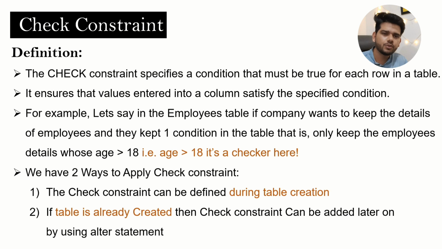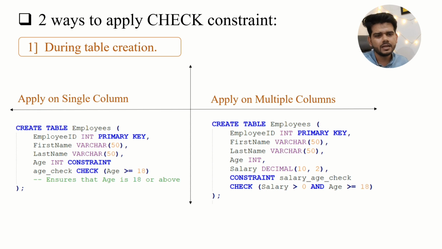So here also we have two ways to apply the check constraint. First one during the table creation, and the second one, if the table is already created, then by using the alter statement. Now we can see the first way. Under this, first we can see how the check constraint is applied on a single column. So the above syntax says that the employees table only keeps those employees whose age is greater than 18. And for multiple columns, the syntax says that the employees table only keeps those employees whose salary is greater than 0 and age is greater than 18 years.